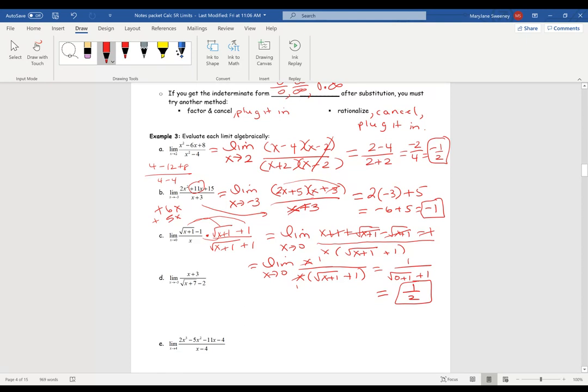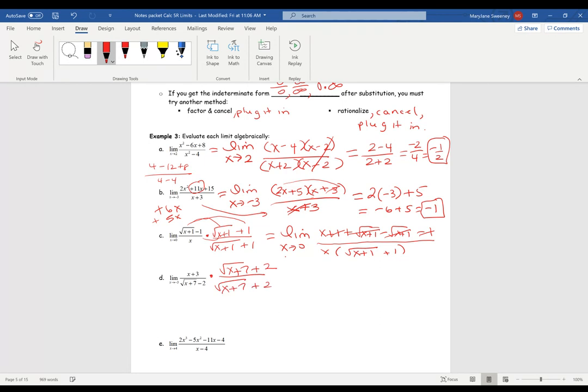For the next one, I'll kind of give you a minute here because I'm going to have to erase. Give myself some more room here. Okay, so we're going to have to multiply top and bottom again by the conjugate, just to show if I plugged in, I'd get 0 over 0, right? Just checking that. So that's why the only thing I can do is multiply by the conjugate.